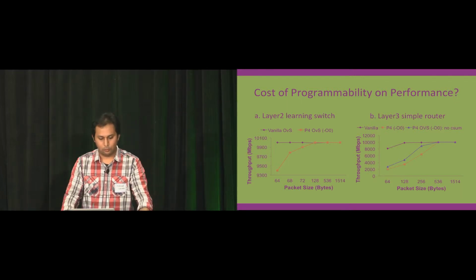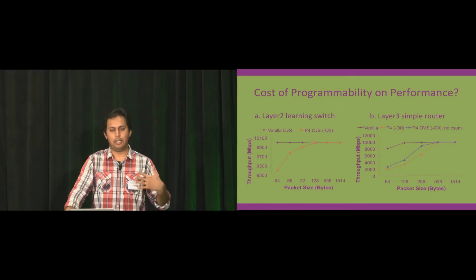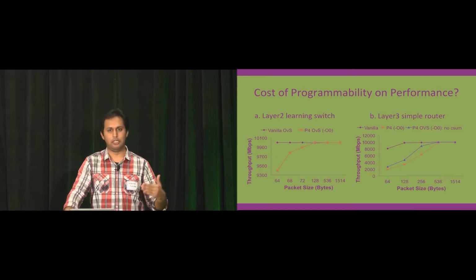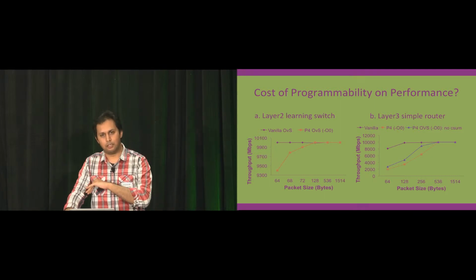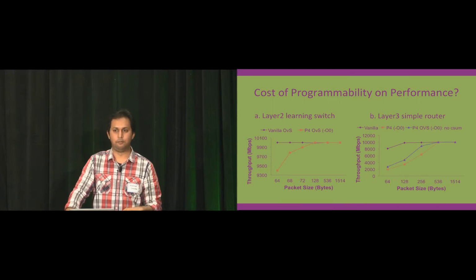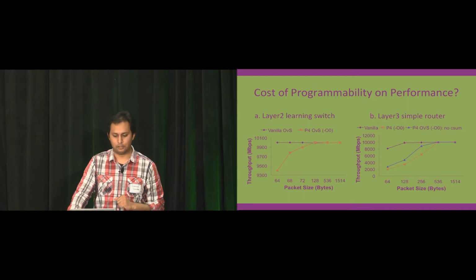For the layer 2 learning switch, when the packet comes in, instead of making just one copy for the slow path, we are keeping a separate copy for the data path. Then we apply our changes and finally do a deparsing at the very end of the pipeline. That's why, for small packet sizes, the performance is much less than what we saw for the vanilla OVS.